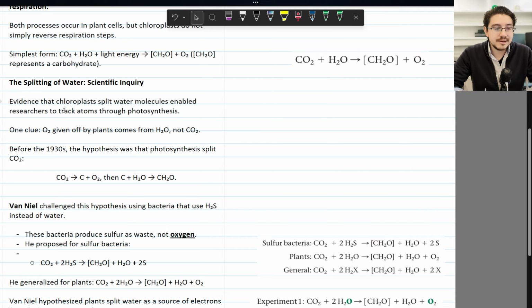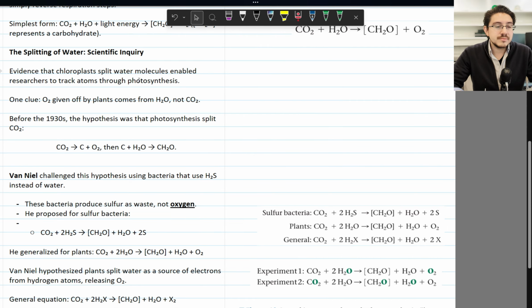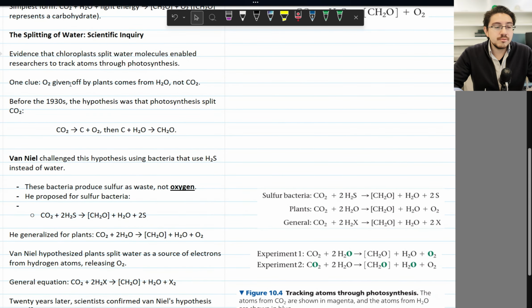So the splitting of water, right, scientific inquiry here. Evidence that chloroplasts split water molecules enabled researchers to track atoms through photosynthesis. And one clue that scientists noted is that oxygen, O2 molecules given off by plants, comes from water and not carbon dioxide.